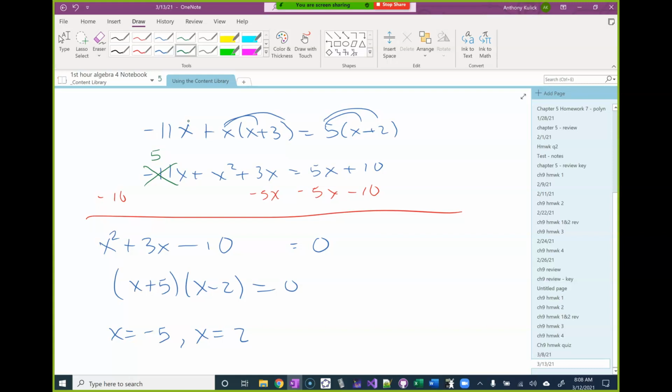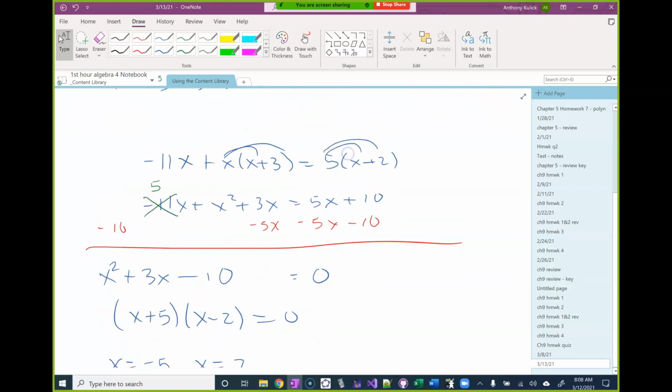All right. But one more thing we have to check here is to make sure that these answers aren't extraneous, right? We should have done that on the first one. I didn't because we got an imaginary answer and the imaginary answers can't be extraneous, but this one could be.